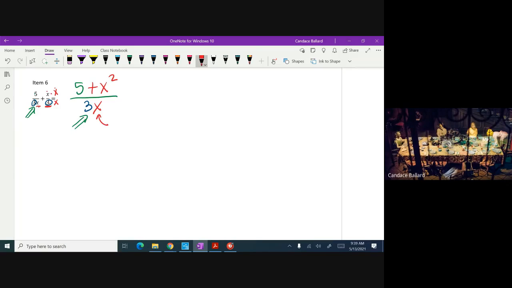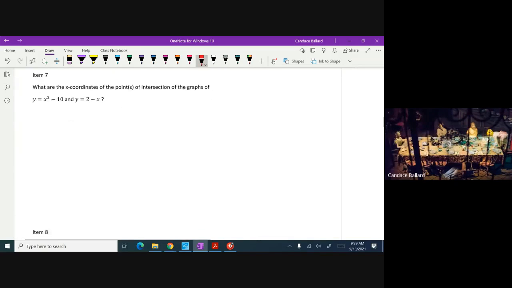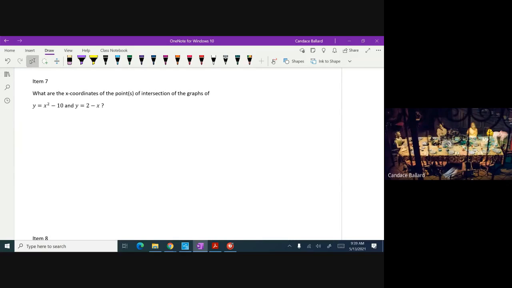All right. We're going to do about 4 more-ish, and then I'm going to let you guys work on other stuff today. Okay. All right. This is probably one of the worst ones on there, or at least most complicated ones. It's asking us, what are the x coordinates of the points of intersection of the graphs?